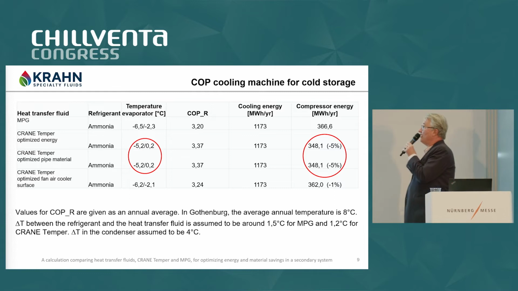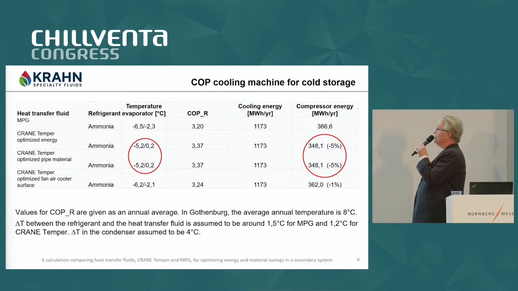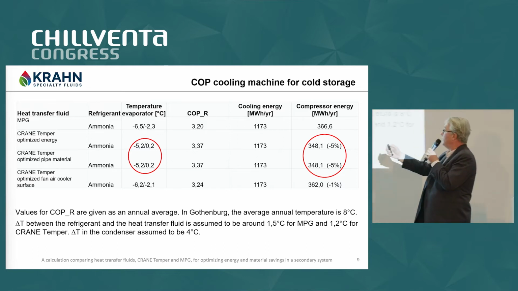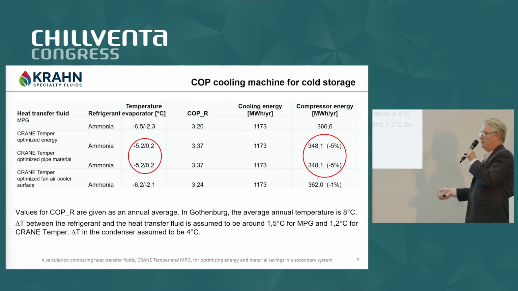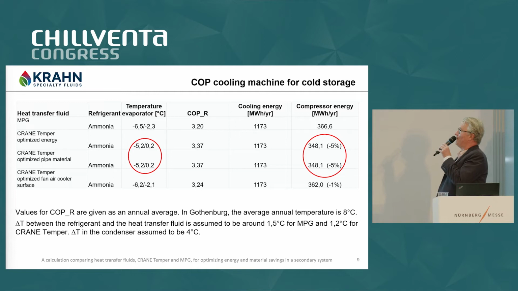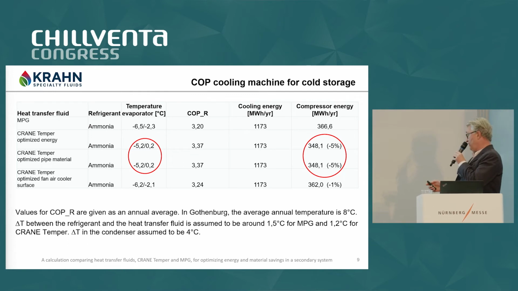Summarizing what's happening in this cooling storage, you can see that you can earn quite a lot of energy because you have a higher temperature from the evaporator, which allows you to reduce the energy consumption in the compressor by approximately 5%, because you can go up 1.3 centigrades in the evaporator. So there you had a lot to earn, also in the compressor or the primary system, not only in the secondary loop.